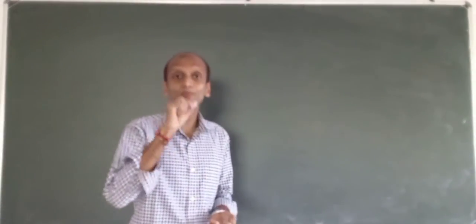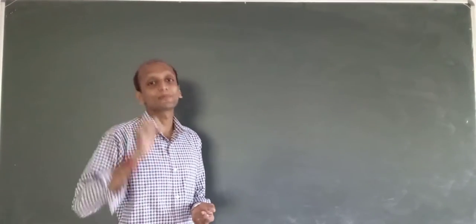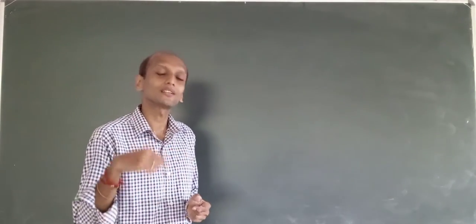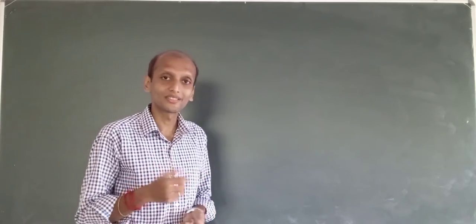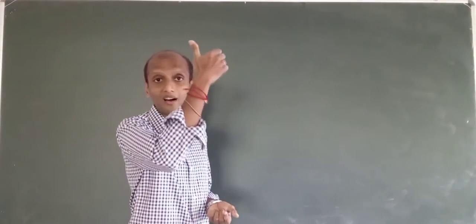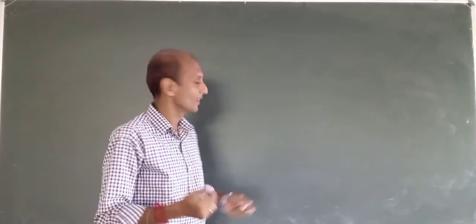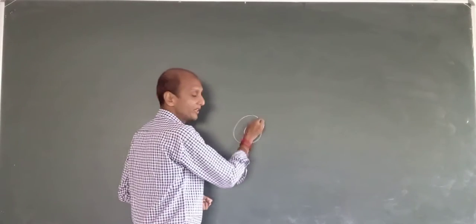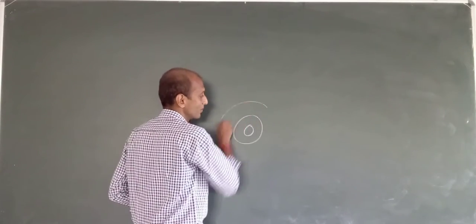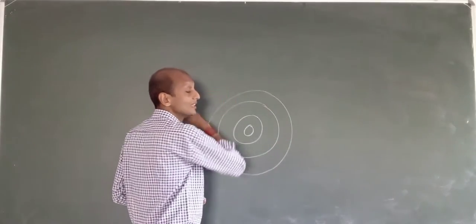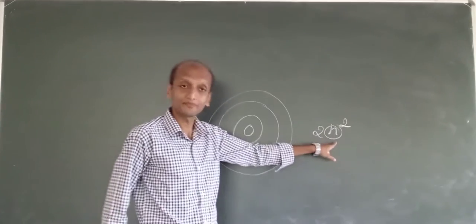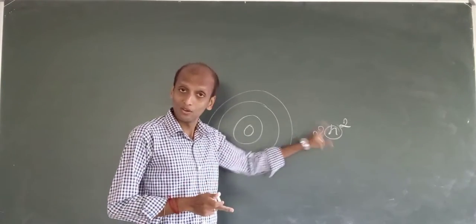What is the maximum number of electrons which are possible on the valence band? What is the count? We discussed this in our previous class. We had seen the rules for the number of electrons on the first orbit, the second orbit, and the third orbit. Likewise, we have seen the formula 2n square, where n is the orbit number, isn't it?